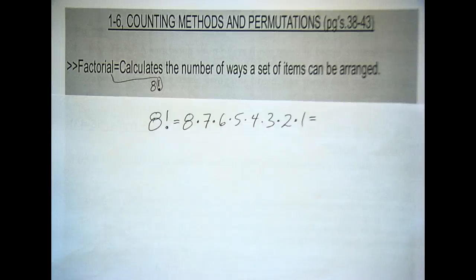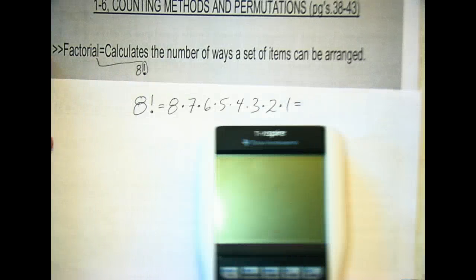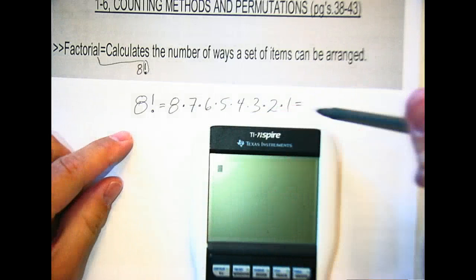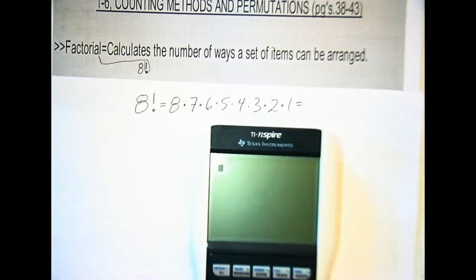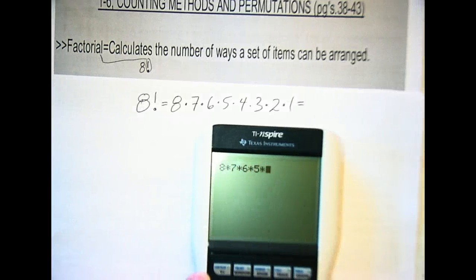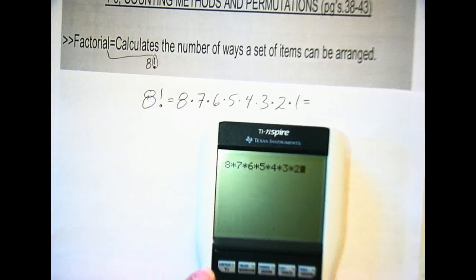I need everyone to get a book and a graphing calculator. In your textbook, page 38, graphing calculators. Mathematically, I expect everyone should be able to multiply this out, maybe not in your head. We can go 8 times 7 times 6 times 5 times 4 times 3 times 2 times 1 and get?